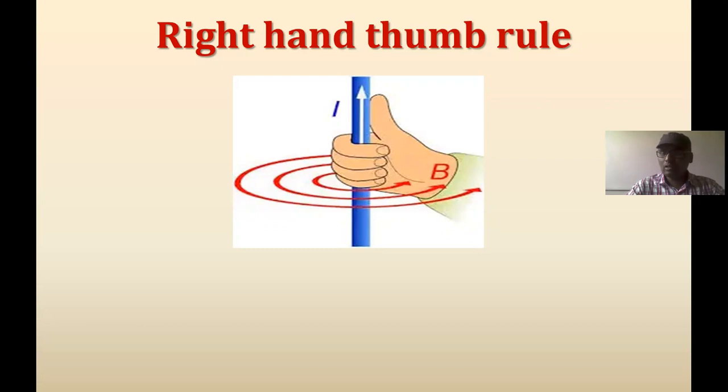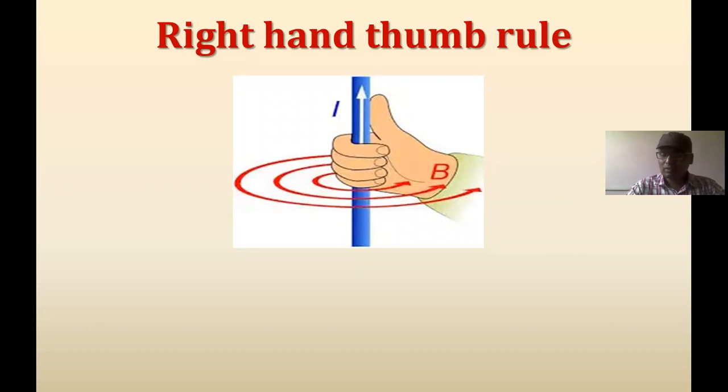It means that through whichever conductor the current is flowing, hold the conductor in the right hand with a stretched thumb. If the stretched thumb indicates the direction of the current, then the curved fingers, the remaining fingers curved around that conductor, will show the direction of the magnetic lines of force. Is it clear? Yes or no?